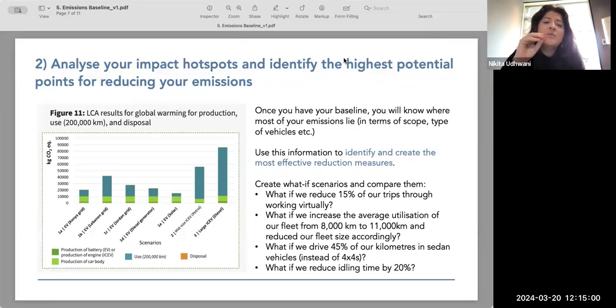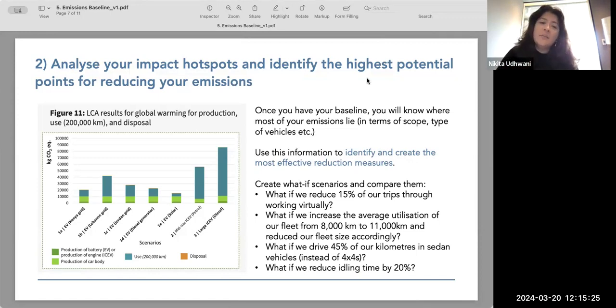But the reason why I chose this visual for this webinar today is I want you to see that when you make a proper baseline of your fleet emissions, you will get some insights, for example, around where most of your emissions are. Is it in the production? Is it in the operation of the fleet? Is it in the disposal? So we supported our colleagues at CORD and KLU.